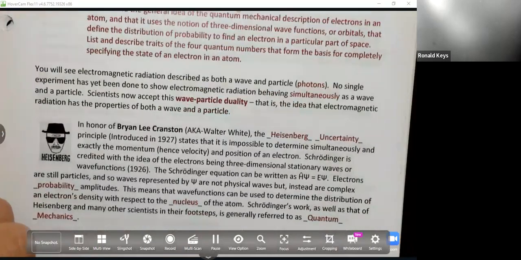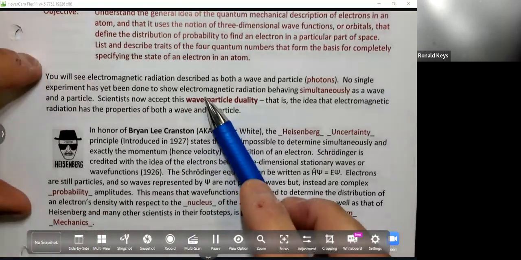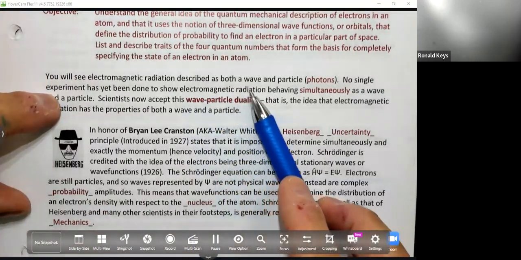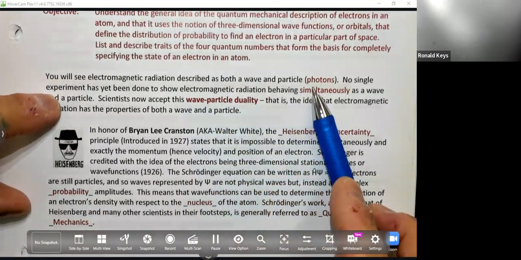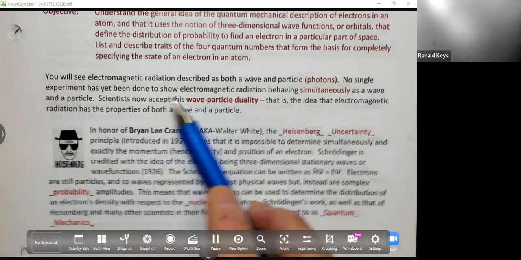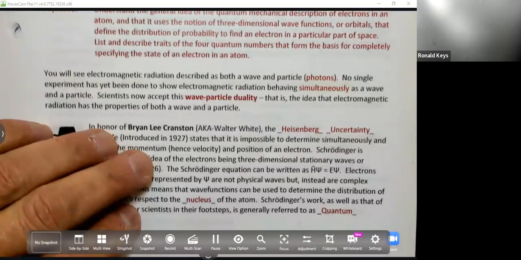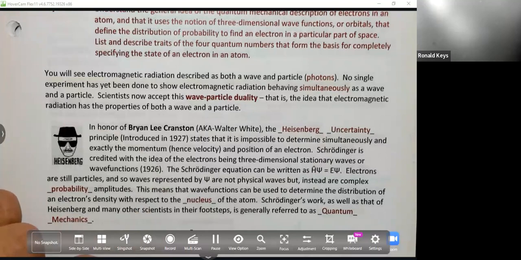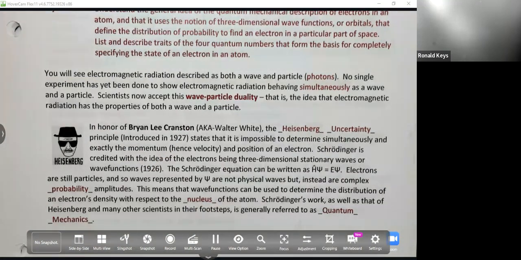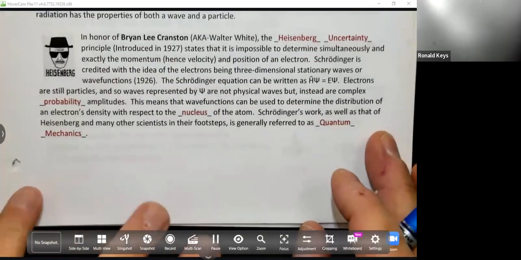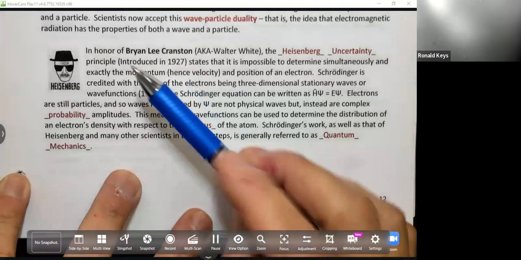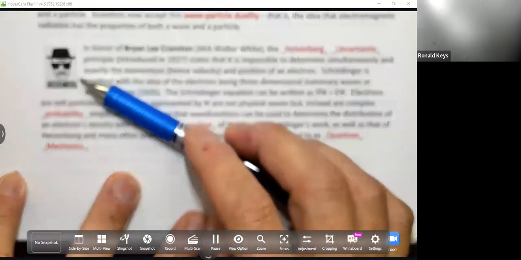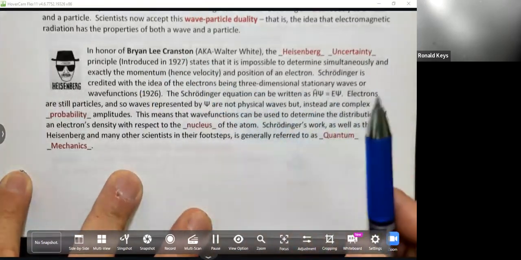6.4 wave particle duality. I've mentioned it before. Electromagnetic radiation is described as both a wave and a particle, photons. No single experiment has yet been done to show electromagnetic radiation behaving simultaneously as a wave and a particle. So scientists now accept this wave particle duality. Okay. I had to put Heisenberg on here, so if you see Breaking Bad, Bryan Cranston.